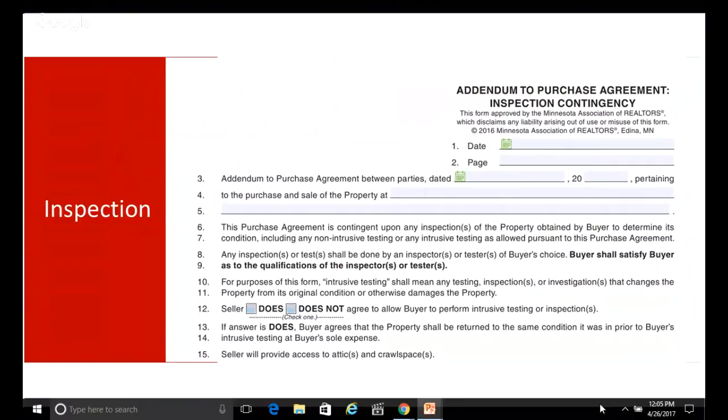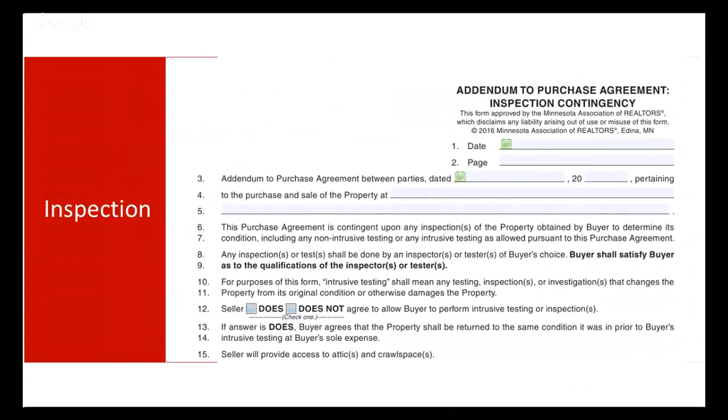So obviously, line one, we're going to put the date. We'll add the page number because it's likely going to be part of a PA, but that page number will be whatever it needs to be based on the kind of PA you're putting together. Line three, we'll put the date regarding the purchase agreement. Then lines 4 and 5 is going to be the actual property address. Now, when you look at lines 6 and 7, the purchase agreement is contingent upon any inspections of the property obtained by the buyer to determine the condition, including any non-intrusive testing or any intrusive testing as allowed pursuant to this purchase agreement.